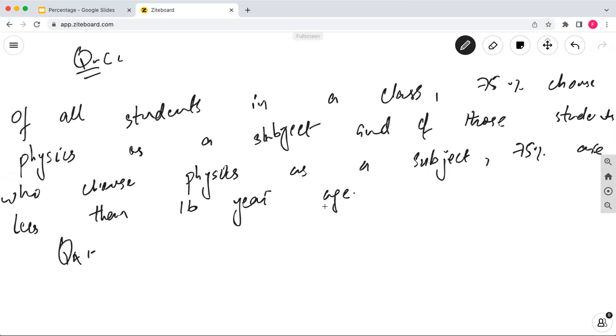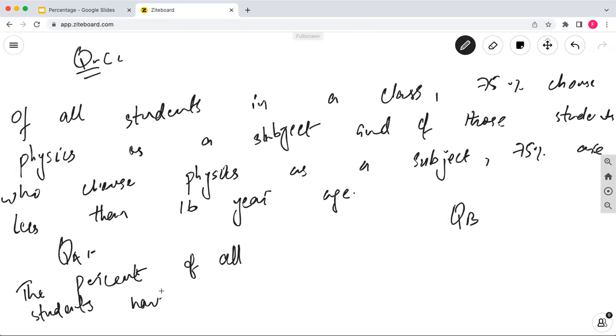Quantity A is the percent of all students having age less than 16, and quantity B, for example, is 60%. Now tell me what is the answer to this question.